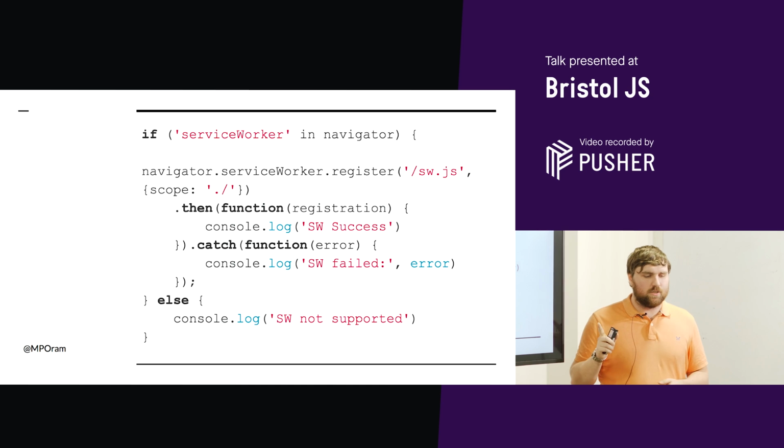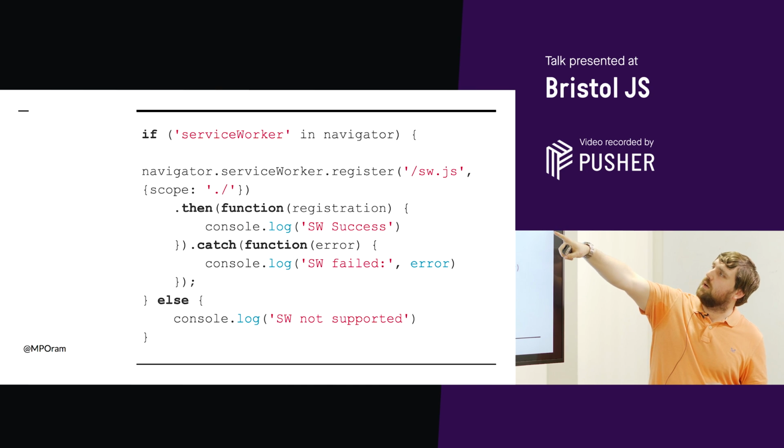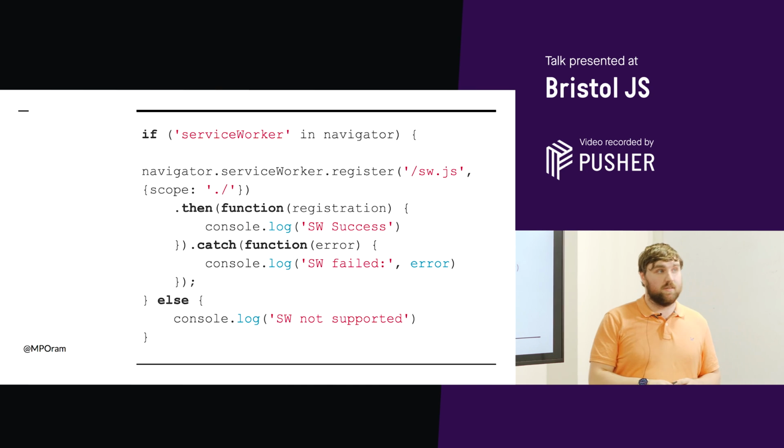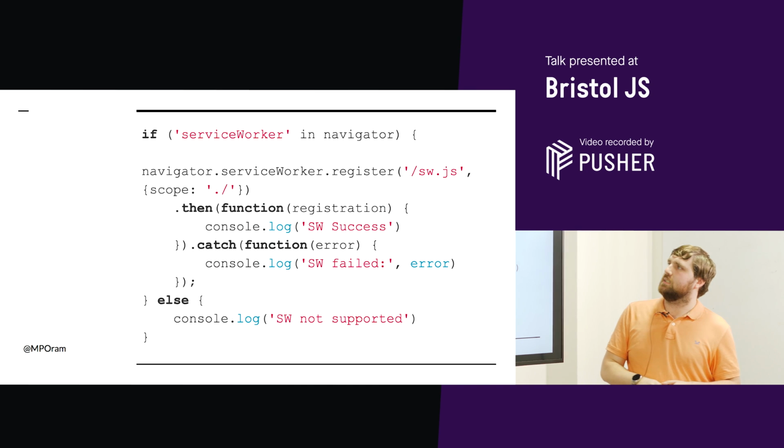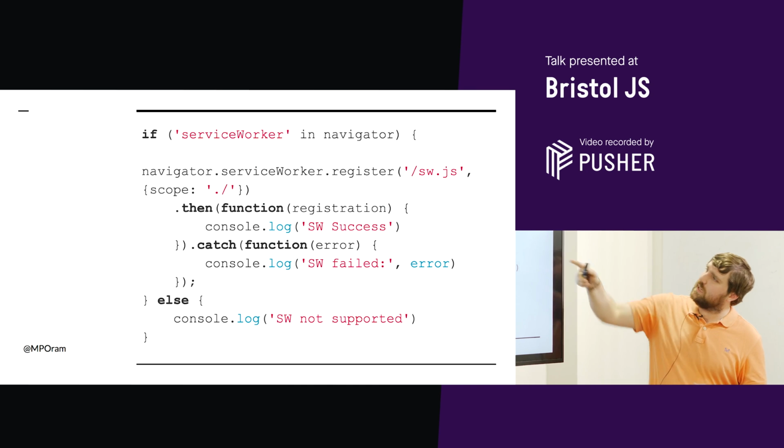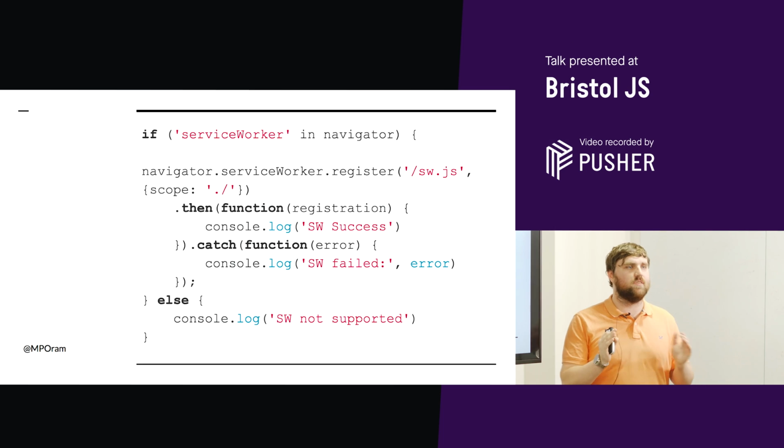So this can go in an external file, but generally we would just put this in a script tag in the head of your HTML. We start by just checking that the browser supports service workers. The serviceWorker property is inside the navigator global. If it is, then we can call navigator.serviceWorker.register, and we point it at our service worker file.